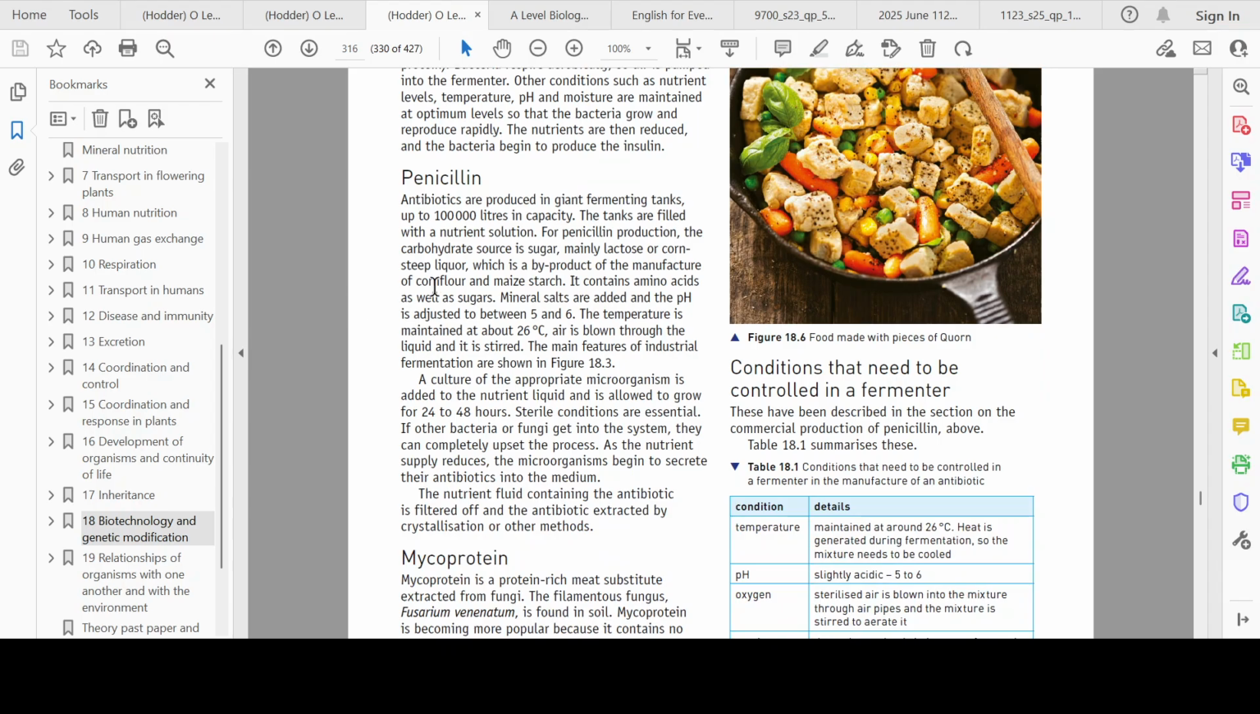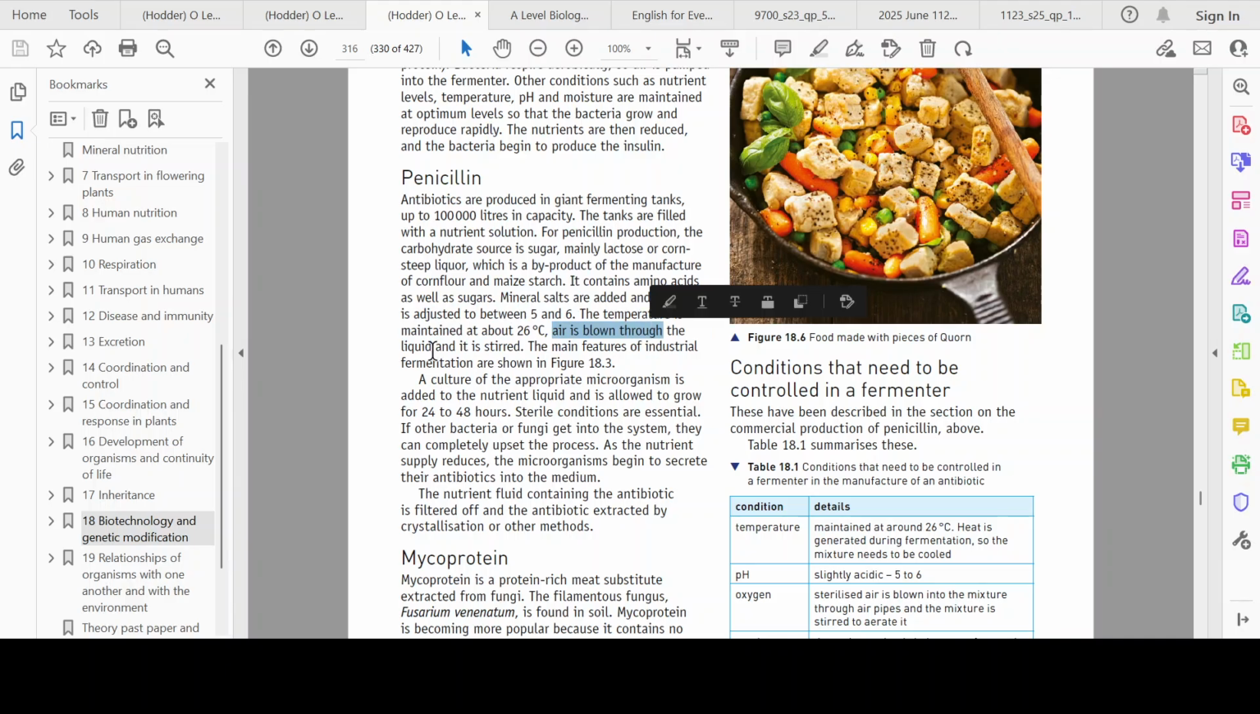Penicillin. They're talking about fermenting tanks that can go up to 100,000 liters in capacity, and they're filled with nutrient solution. The carbohydrate source is sugar, mainly lactose or corn steep liquor. They've got some amino acids as well, and mineral salts. The pH is between 5 and 6, and the temperature is about 26 degrees.